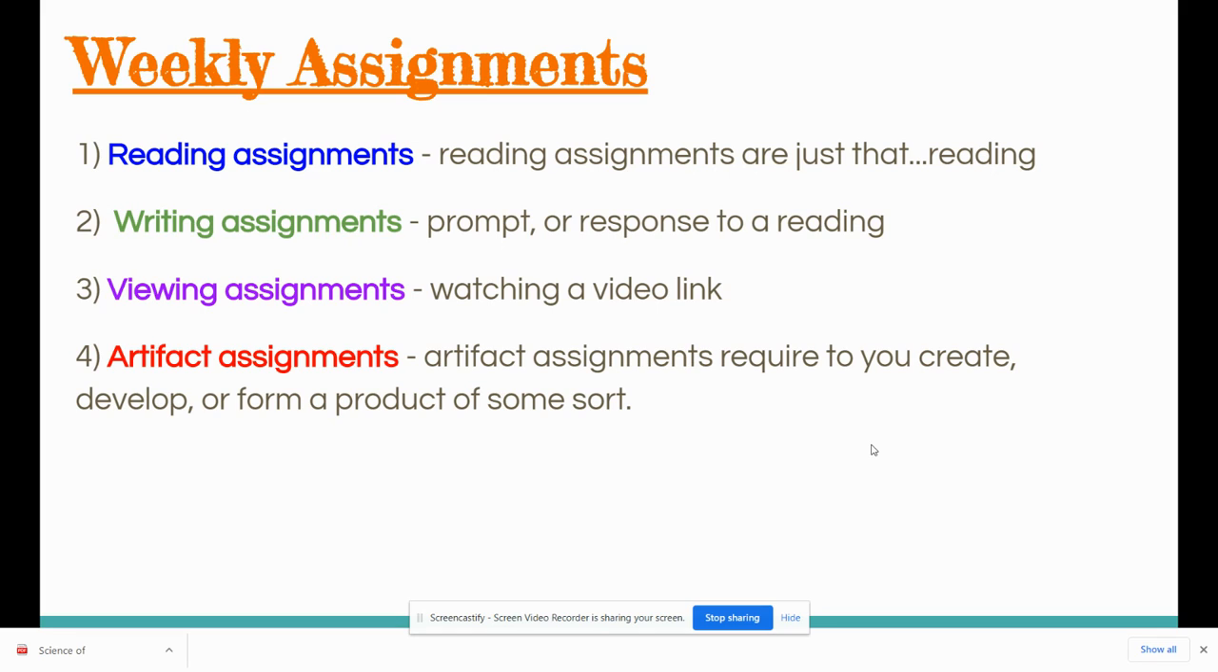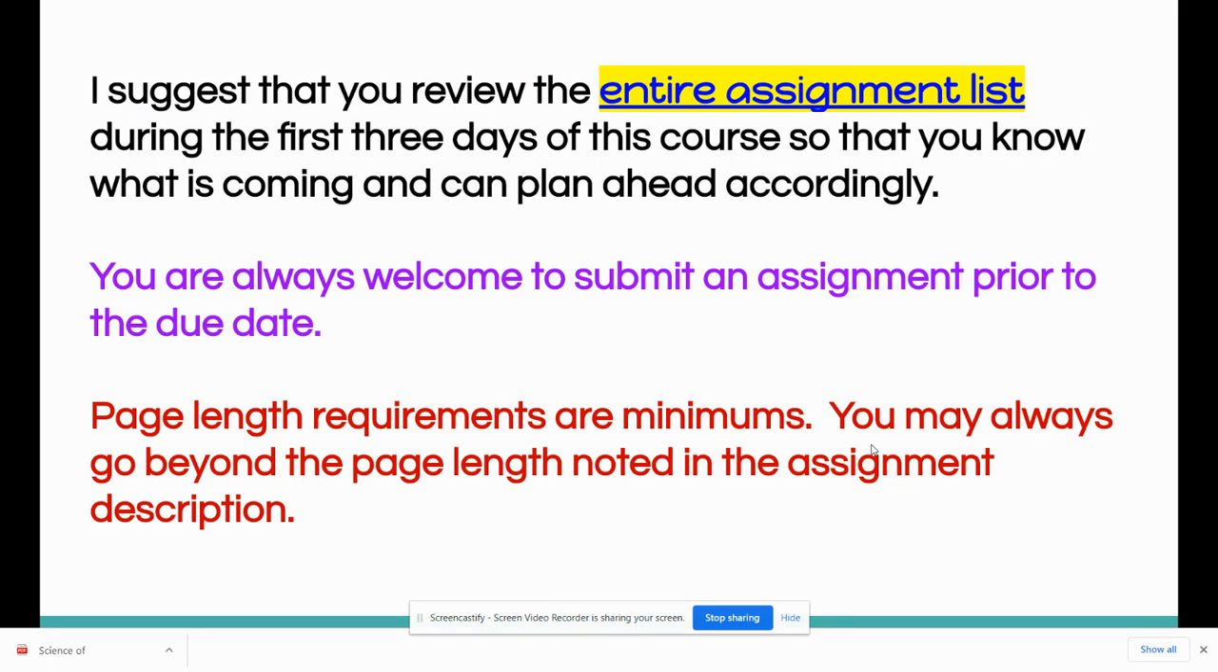And the artifact assignments range, but this is your chance to create, develop, assimilate a product, really take what you've learned and put your own personal touch and spin on it and allow you to show your personal side in your work. I suggest that you review the assignment list during the first couple of days of the course.